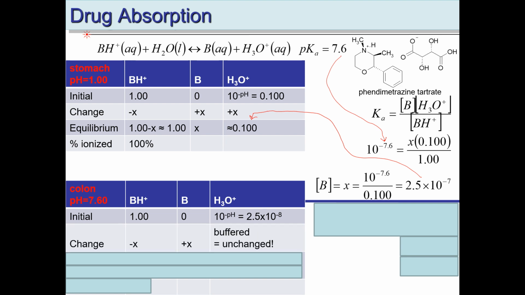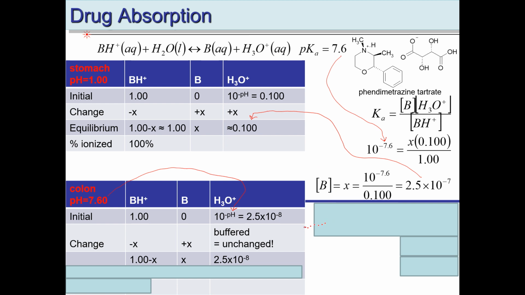What about in the colon, where we have a pH of 7.6? So the same kind of reaction, although now the hydronium ion concentration is 10 to the minus 7.6, which is 2.5 times 10 to the minus 8. Because that's a buffer, it's going to be unchanged. I said stomach, I think I meant colon. So it's going to be unchanged. If anything tries to change that 2.5 times 10 to the minus 8 acid concentration, the colon is going to react and make sure it stays the same.